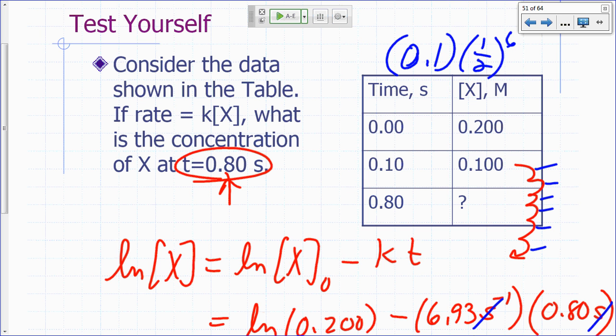But it's better to use this more generic formula right here to do the calculation, because not everything is a multiple of your half-life. So if you have like 0.85, then you won't be able to use a formula. You won't be able to reason it out like this.